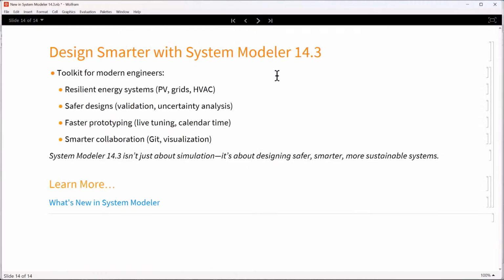So, in summary, with System Modeler 14.3, we have seen how you can build safer designs under uncertainty by validating thousands of scenarios, model climate and energy systems more easily from rooftop solar to airflow in a single room, and iterate faster with live tuning and calendar time simulation. On top of that, you also get practical improvements for visualization and collaboration, like configuration aware icons and Git friendly formatting.